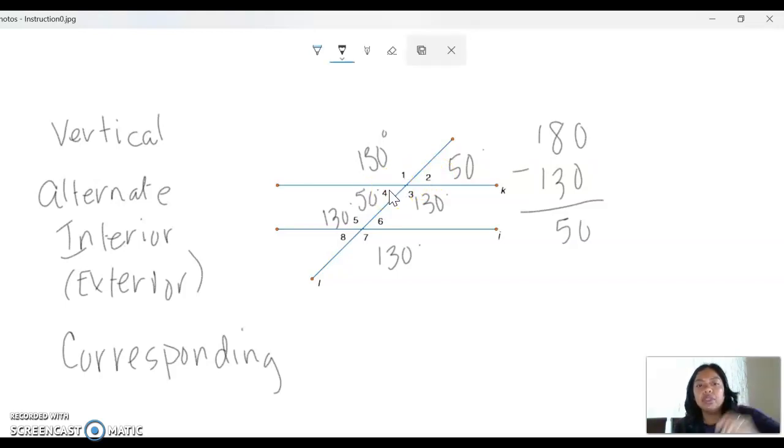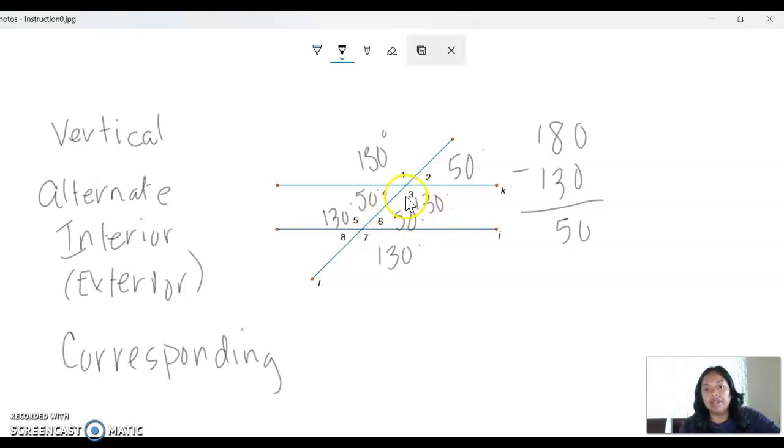Angles 4 and 6 are alternate interior angles. Alternate interior angles are equal, so if this is 50, this is 50 as well. Also, angles 6 and 2 are corresponding angles. They're in the same location but on a different parallel line. Corresponding angles are equal as well.